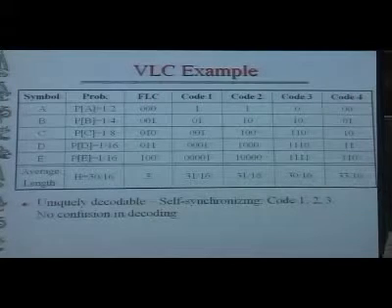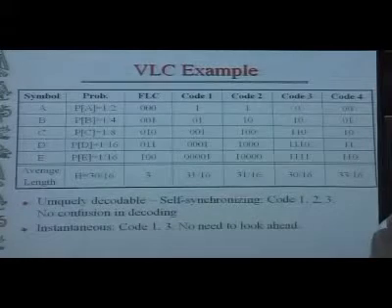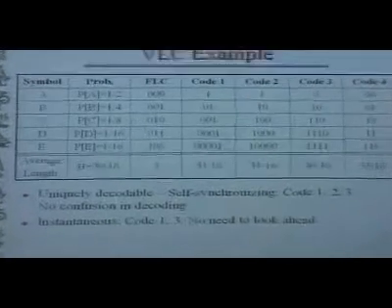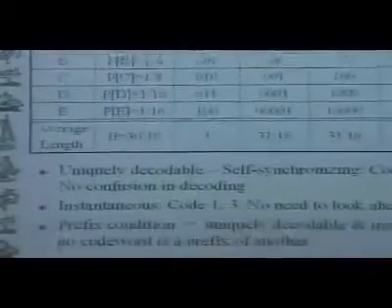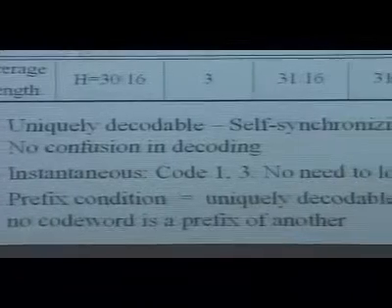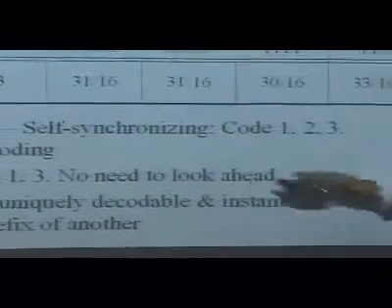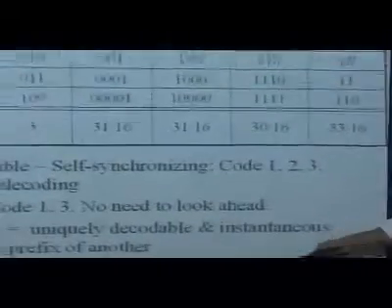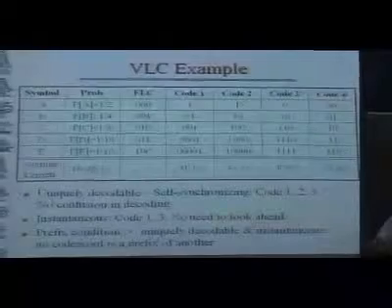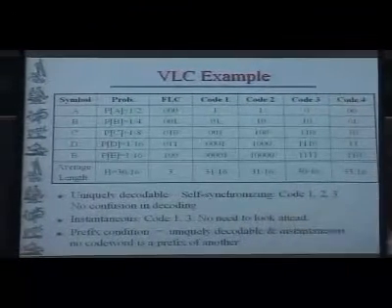This is the key. Turns out that code 3 is Huffman code. Okay? So instantaneous is 1 and 3. We don't need to look ahead. We can just decode now. And the prefix condition combines these two properties, instantaneous and uniquely decodable. That says no code word should be a prefix of another. So that avoids both the uniquely decodable and instantaneous problems.